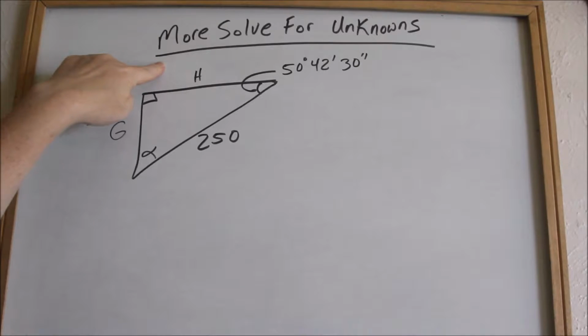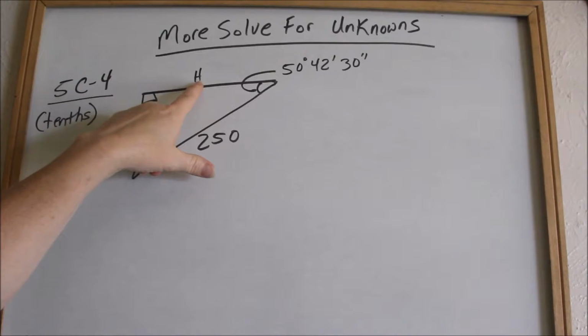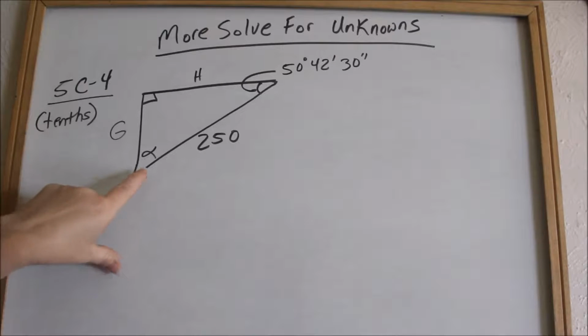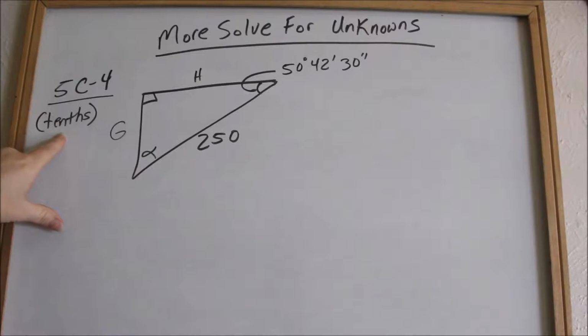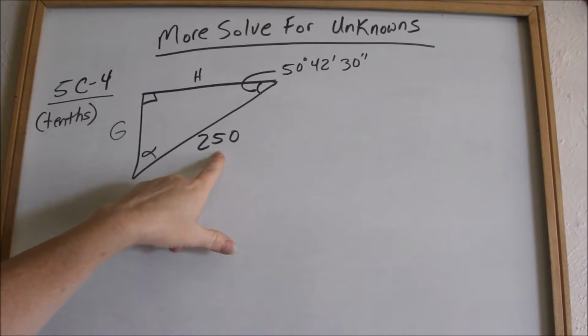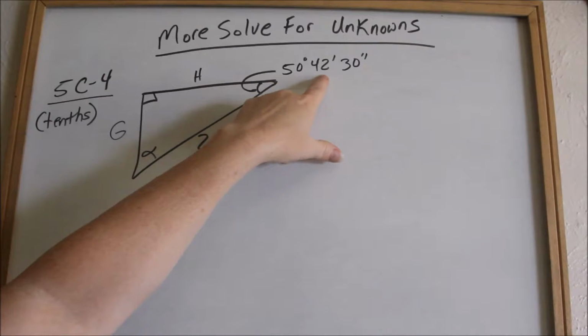Okay, we're going to do more solving for the unknown with degrees, minutes, and seconds. So in 5C4, we have a right triangle. You use trig functions when it's a right triangle. Here we're trying to solve for H and G, the unknown sides, and the unknown angle alpha. And always read your instructions: we're supposed to round our answers to the nearest tenths. We're given the hypotenuse length, and an angle that's 50 degrees, 42 minutes, and 30 seconds.